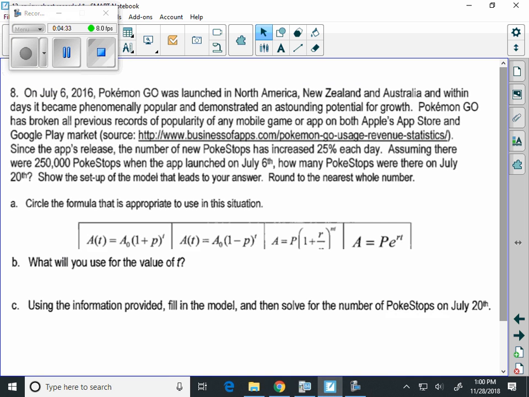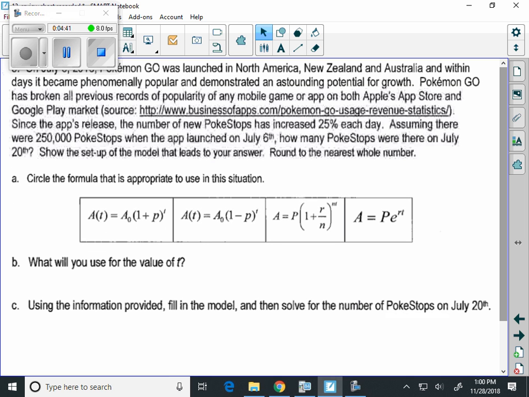On July 6, 2016, Pokemon Go was launched in North America, New Zealand, and Australia, and within days it became phenomenally popular and demonstrated an astounding potential for growth. Pokemon Go has broken all previous records of popularity of any mobile game or app on both Apple's App Store and Google Play Market. Since the app's release, the number of new Pokestops has increased 25% each day. Assuming there were 250,000 Pokestops when the app launched on July 6th, how many Pokestops were there on July 20th? Show the setup of the model that leads to your answer, round to the nearest whole number.